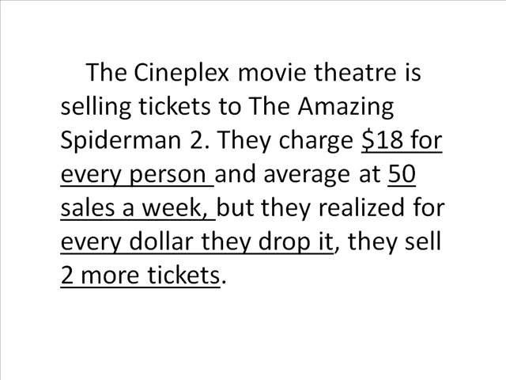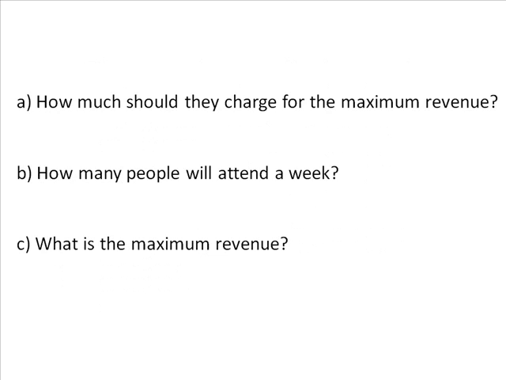The Cineplex movie theater is selling tickets to The Amazing Spider-Man 2. They charge $18 for every person and an average of 50 sales a week. But they realized for every dollar they drop it, they sell 2 more tickets. Now the questions are asking how much should they charge for the maximum revenue, how many people will attend a week, and what the maximum revenue is.